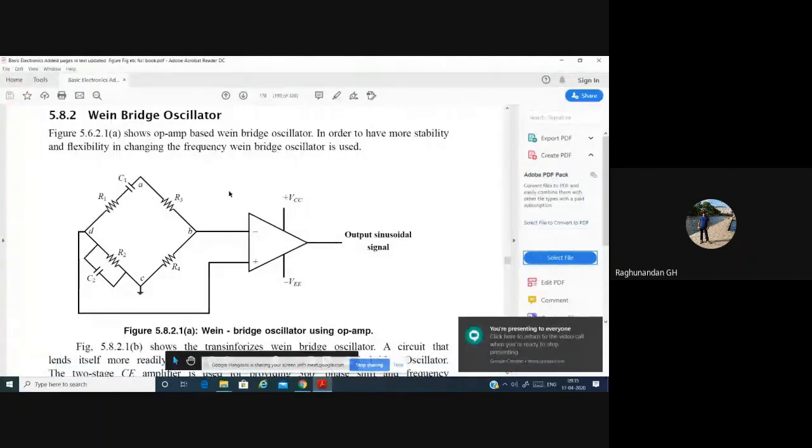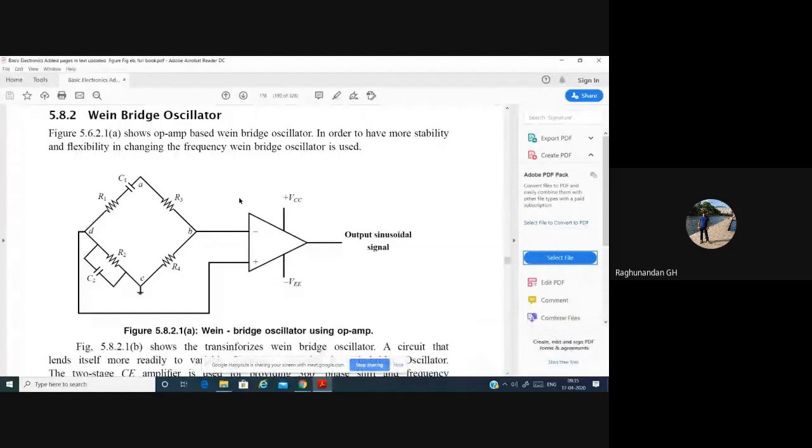The next is Wien Bridge oscillator. Yesterday we discussed the RC phase shift oscillator. Today we are going to discuss the Wien Bridge oscillator. In the RC phase shift oscillator, we had a few drawbacks.